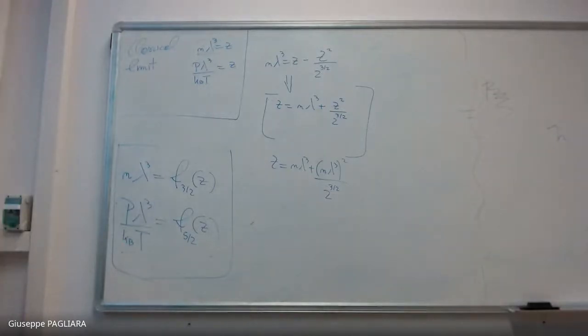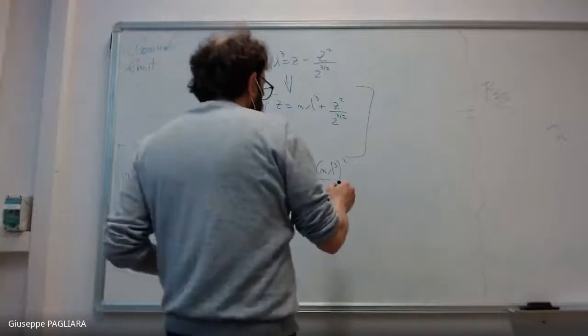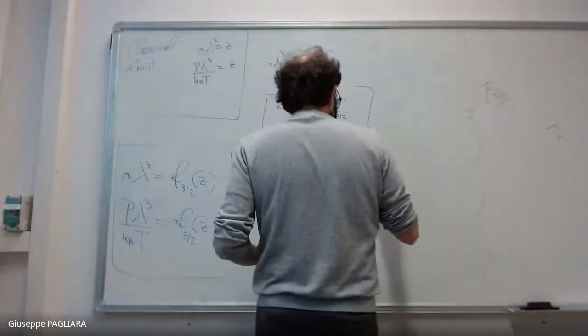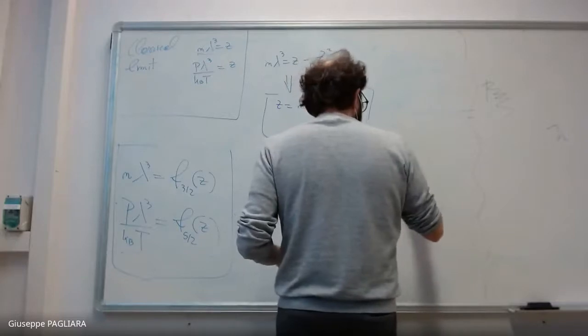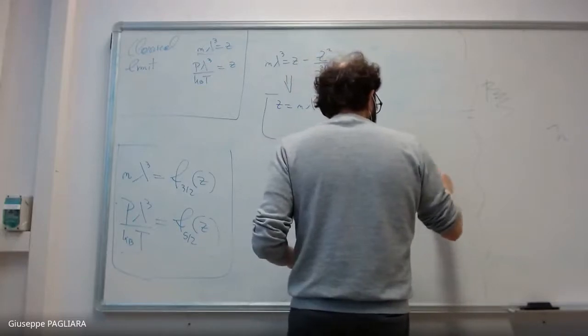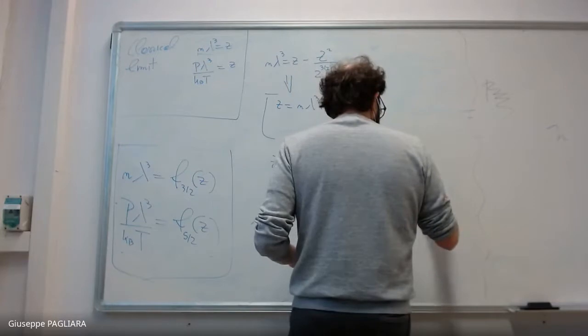Okay. Now this is very similar to the case of bosons. It's just that I have a plus here. So n lambda cubed that I can collect, 1 plus n lambda cubed.